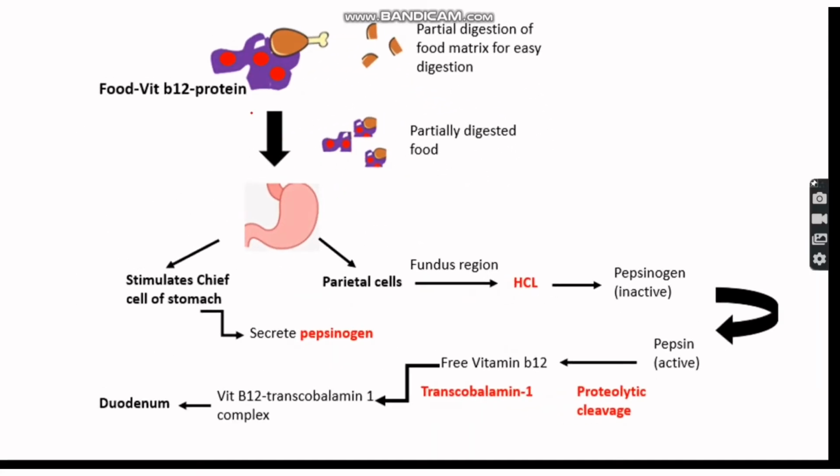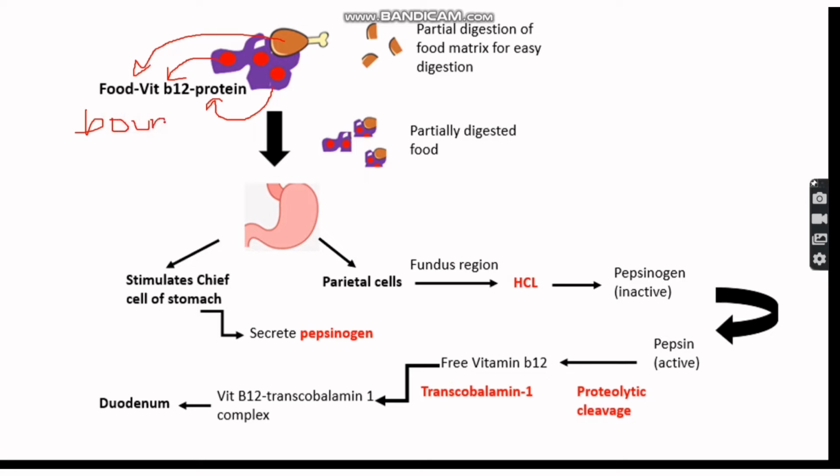Now, how does bound vitamin B12 undergo digestion? First of all, we'll take a look at what bound vitamin B12 is. This is a food particle. The purple part is protein, and the red dots are vitamin B12. So a food contains protein, and inside the protein, vitamin B12 is attached. This vitamin B12 that is attached to the protein present in the food is known as bound vitamin B12.